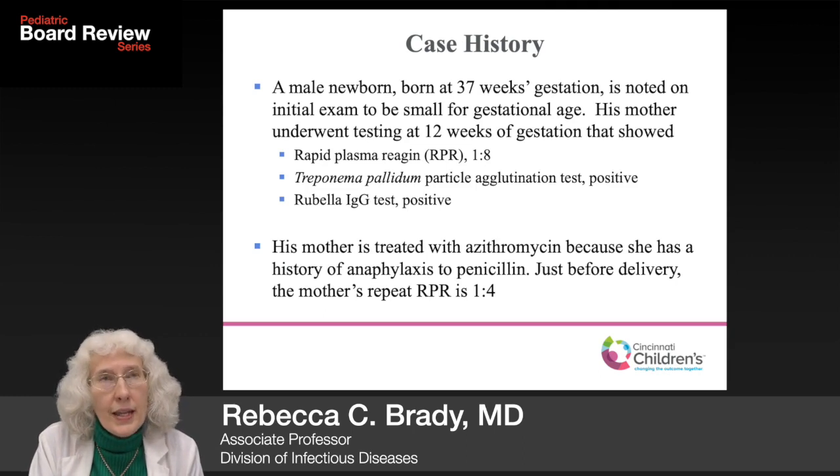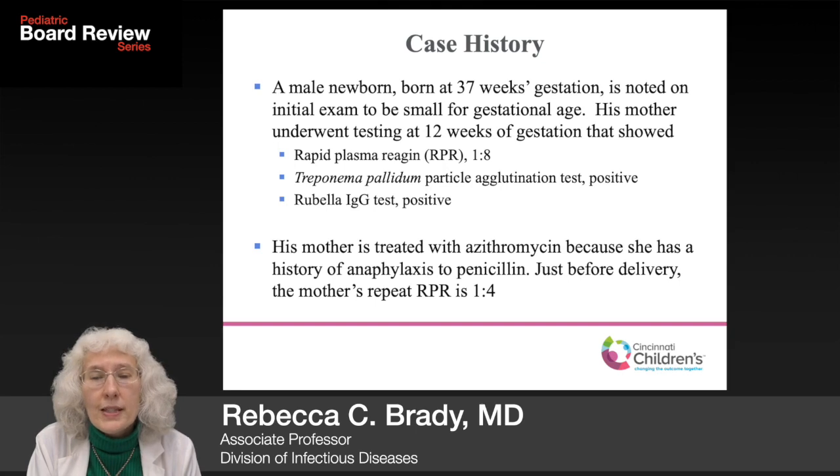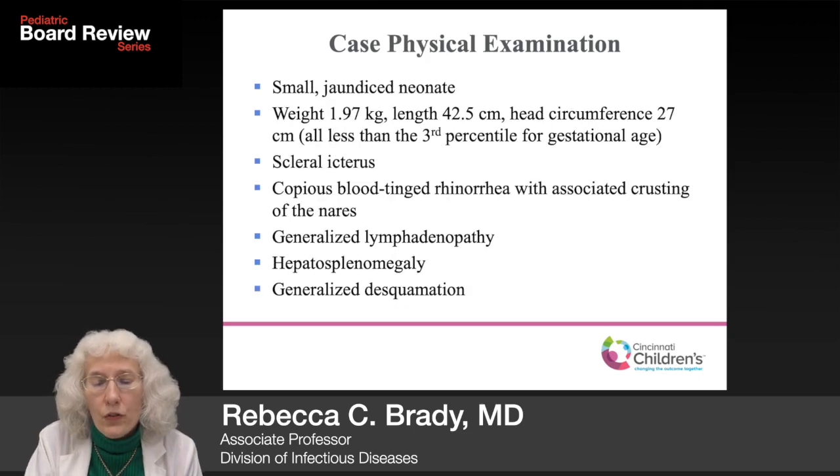We're going to start with a case. So we have a male newborn infant born at 37 weeks gestation. On his initial exam, he's small for gestational age. His mother had testing at 12 weeks of gestation that showed an RPR of 1 to 8, a Treponema pallidum particle agglutination test that was positive, Rubella IgG test that was positive. His mother was treated with azithromycin because she had a history of anaphylaxis to penicillin, and just prior to delivery, the mother's repeat RPR was 1 to 4.